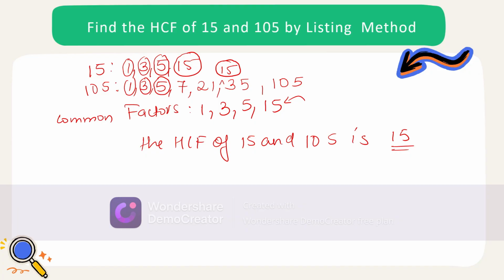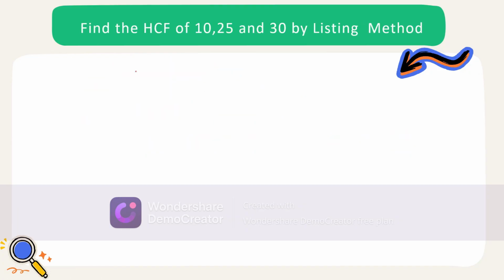Let's find the HCF of three numbers now. The method remains the same. We have three numbers, 10, 25 and 30. The first number is 10. Let's find all the factors of 10. So 1, 2, 3 is not a factor, 4 is not a factor, 5 and directly 10. Now 25. 1 is a factor, 2 is not a factor, 3 cannot divide 25, directly 5, then directly 25. There is no other number that can divide 25 exactly.